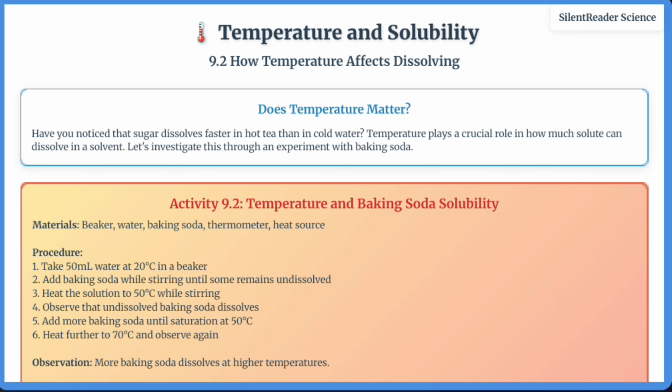Now let's explore how temperature affects solubility. You've probably noticed that sugar dissolves faster in hot tea than in cold water. Temperature plays a crucial role in how much solute can dissolve in a solvent. For most solids, solubility increases with increasing temperature. This is why we can dissolve more sugar in hot water than in cold water.